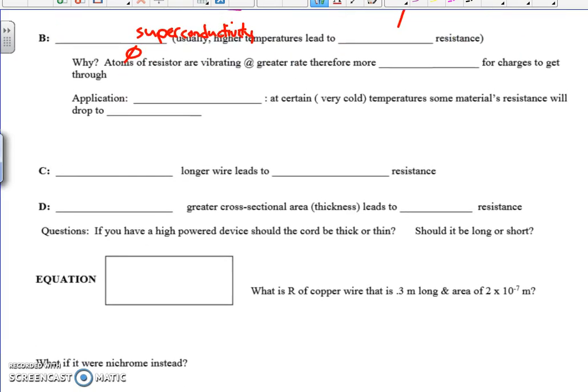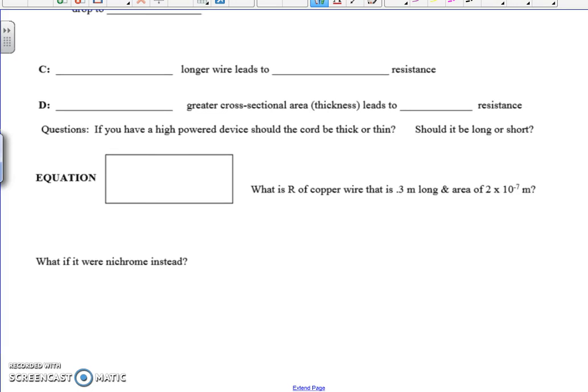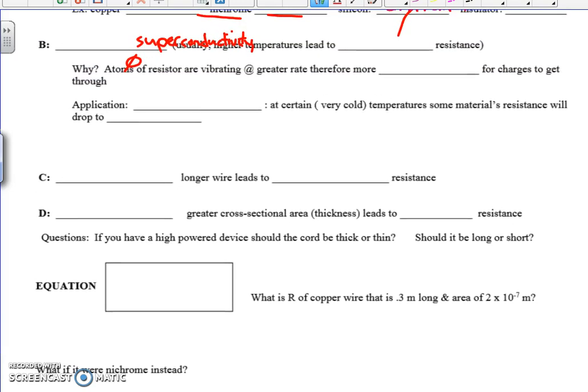All right, so B and C are the next big things that we want to talk about. We tried to do the Plato lab with this. That did not work out very well, but we want to discuss them anyway. So the next factor that matters is length. Without going into a lot of detail, longer wires simply lead to greater resistance. If we were to plot resistance as a function of length, we would see a nice linear line. It's a fairly pronounced effect.